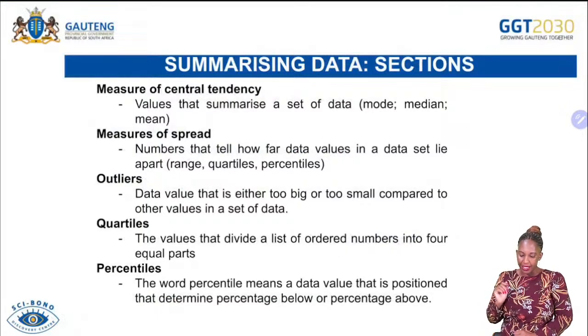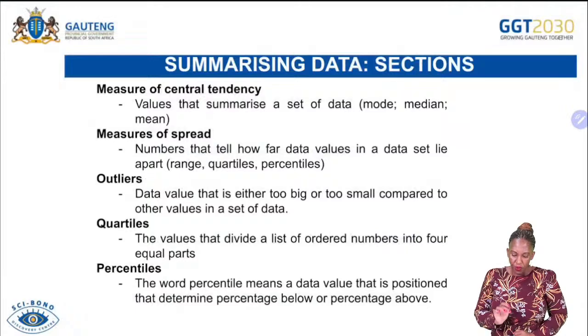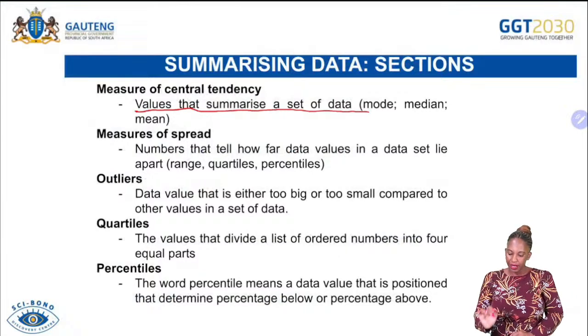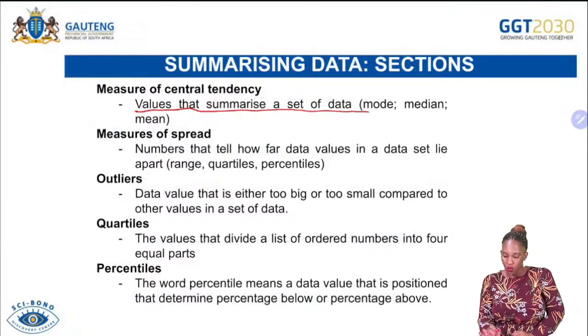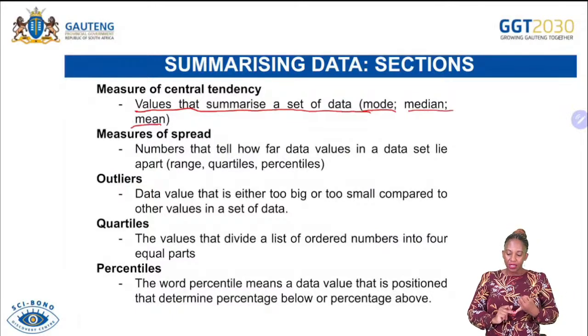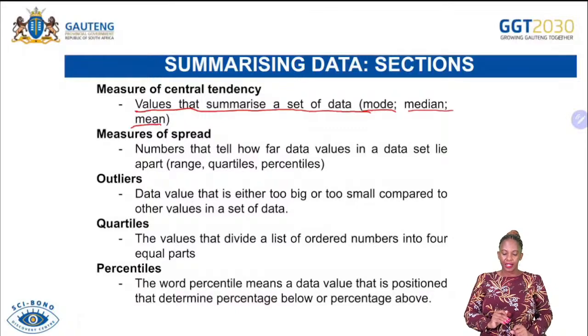The measure of central tendency. What are we referring to? We say the measure of central tendency is values that summarize a set of data. And then after summarizing, we calculate or determine the mode, the median, and the mean. Those three, the mode, the median, and the mean, we call the measure of central tendency.